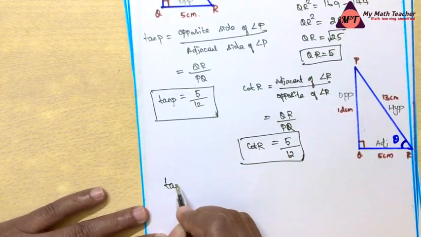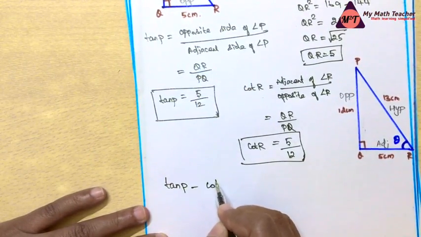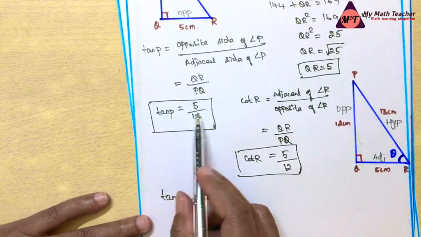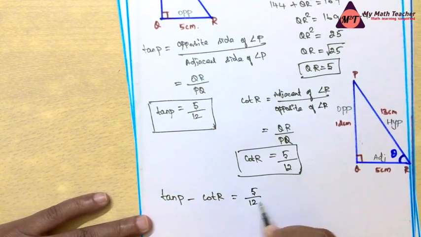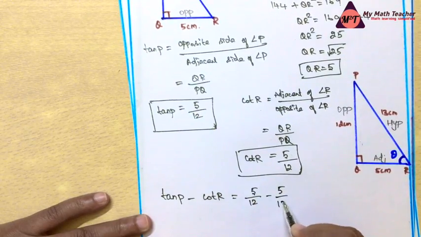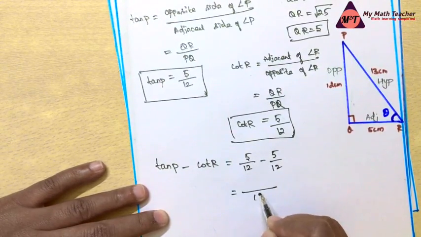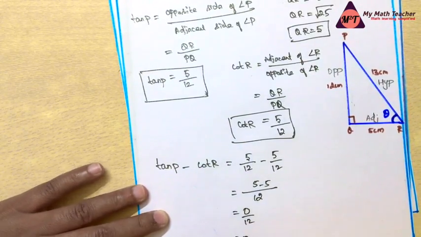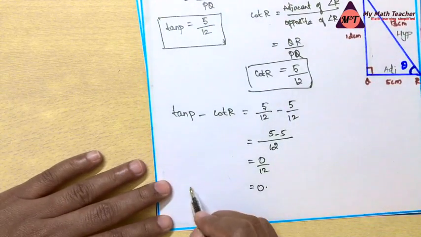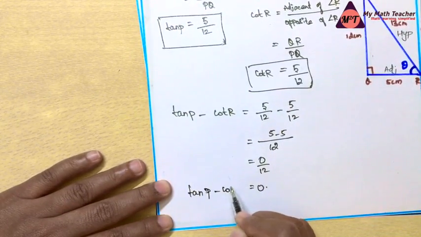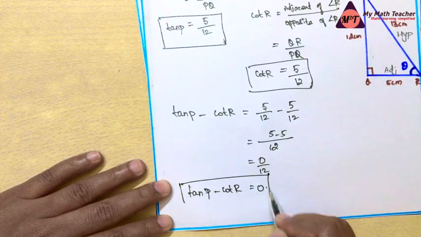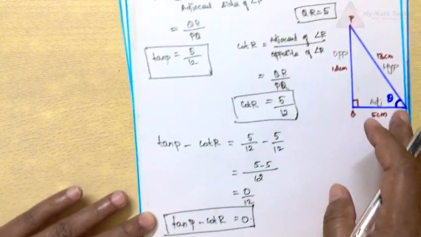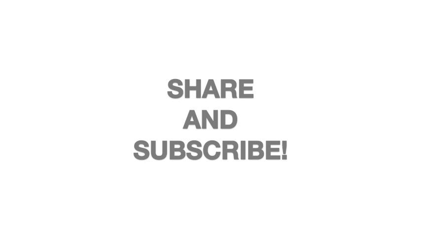That is tan P minus cot R, which is equal to, what is tan P? 5 by 12 minus 5 by 12. As we know, 12 is common, 5 minus 5, that is 0 by 12, which is 0. That is tan P minus cot R is equal to 0. This is the answer. Okay. Trigonometry is very simple. So only if you practice and understand clearly, you can solve any sum with ease.